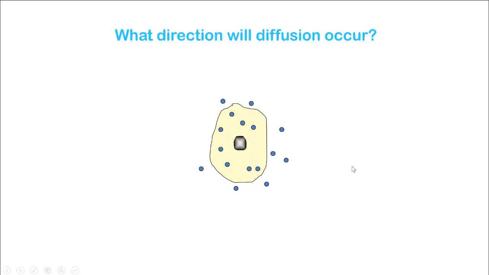And the final one then, what happens here? Will diffusion occur in any direction? Well, you've got to remember that diffusion is random. So actually, some particles will diffuse out, some will diffuse in, and what we say is that there would be no net exchange.